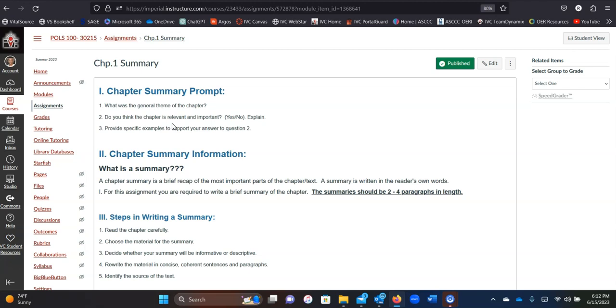They should be probably about anywhere from 2 to 4 paragraphs, so about a page in length is what I expect the summaries to be. No more than a page, though.